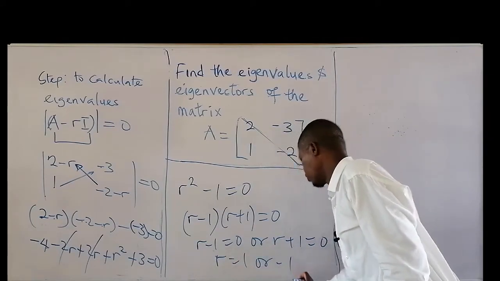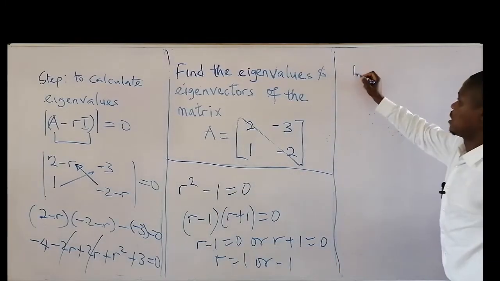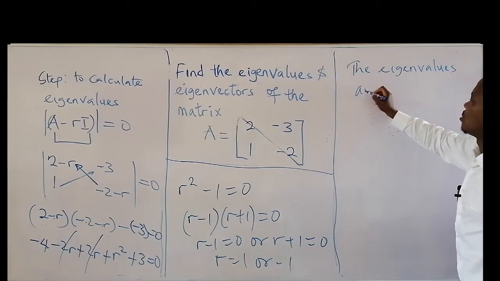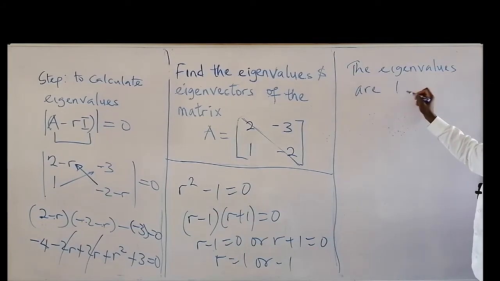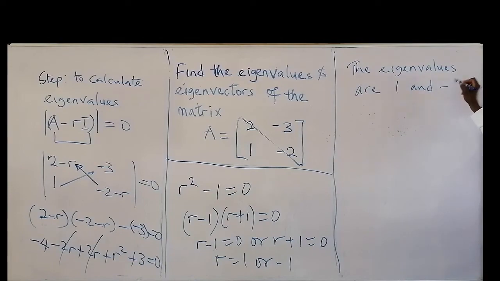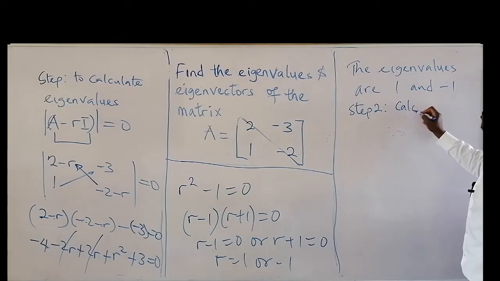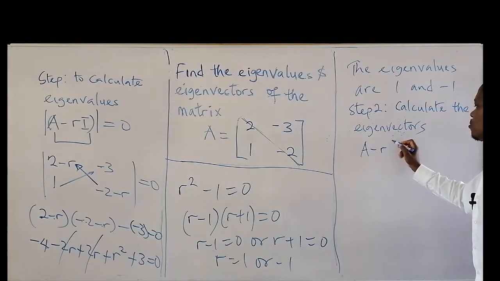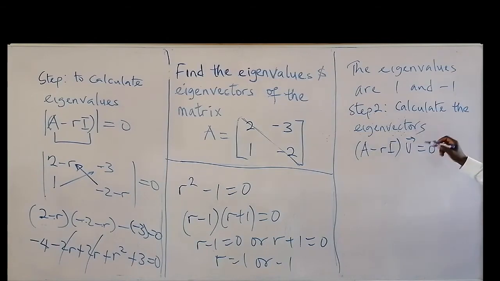So r is equal to what? 1 or minus 1. So the eigenvalues are 1 and minus 1. Okay, step 2. Calculate the eigenvector. And to do that, now we use this expression. Okay, calculate the eigenvector for r equal to 1. Okay, we're going to get the eigenvector when r is 1 and when r is minus 1.